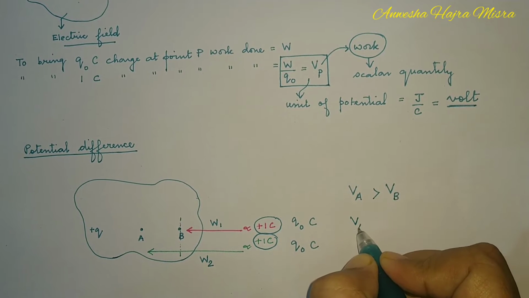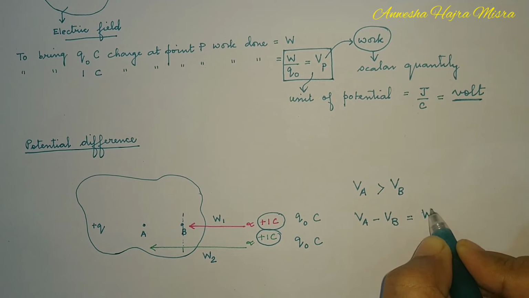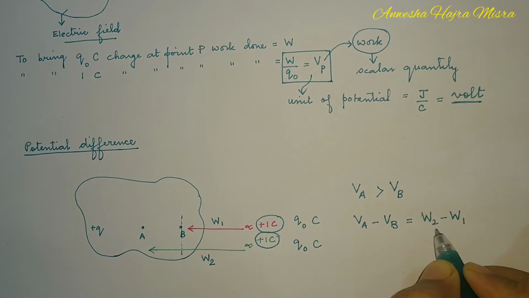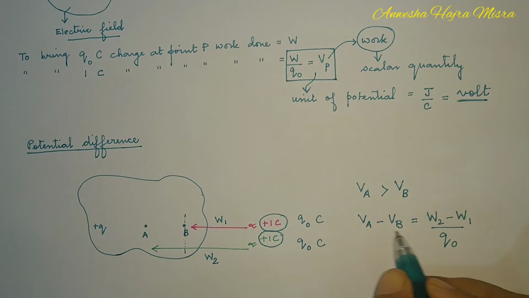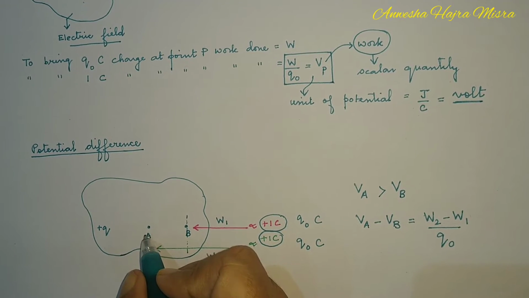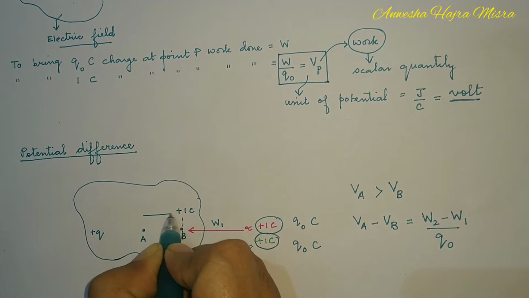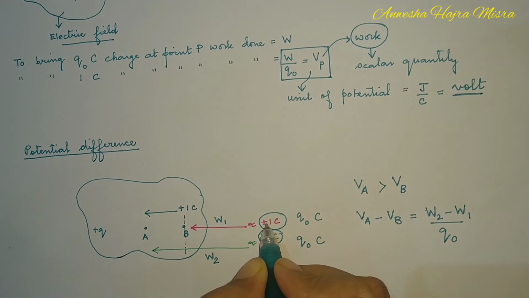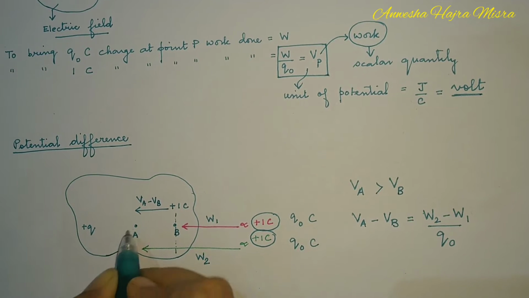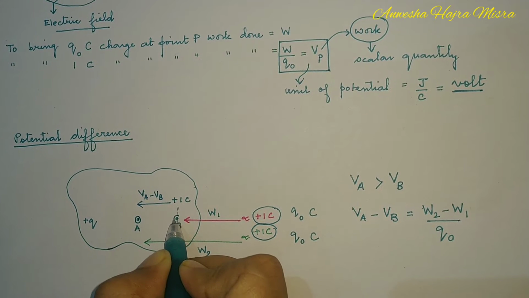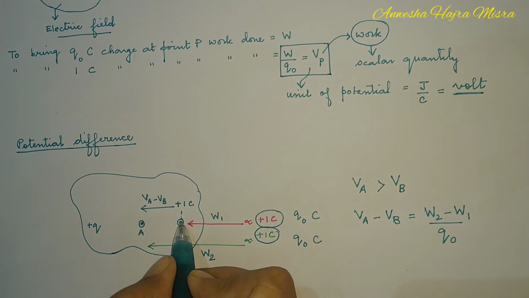So, potential difference here is the difference in the work done divided by Q0. Because I have brought Q0 charge, the potential difference between two points is the work done in bringing +1 coulomb charge from one point to the other point. It is W2 minus W1. This is the potential difference VA minus VB. So potential difference between two points in an electric field is the work done in bringing +1 coulomb charge from one point to the other point.